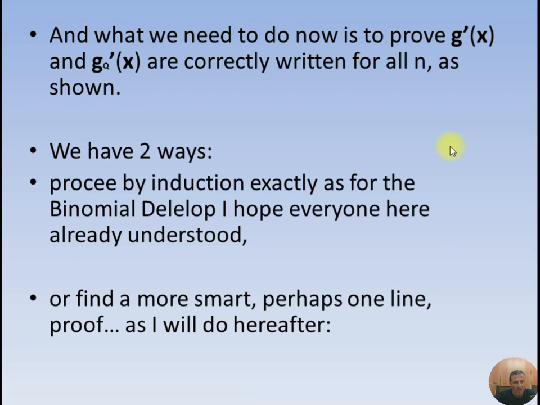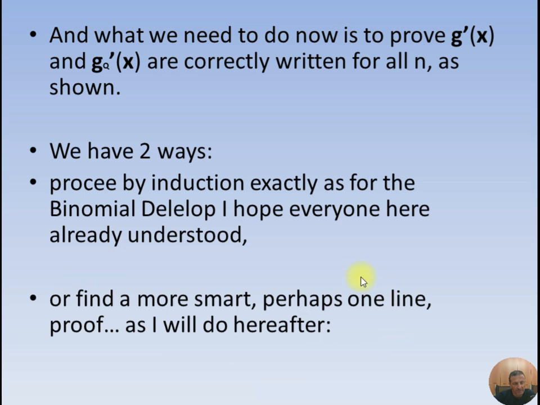So remember what we have to do when we have g prime of x and gq prime of x, to prove that they are correctly written for any n. As shown, we have two ways. Proceed by induction exactly as we did for the binomial development, as everyone can understand and prove, or find a smarter one-line proof I will show here after.